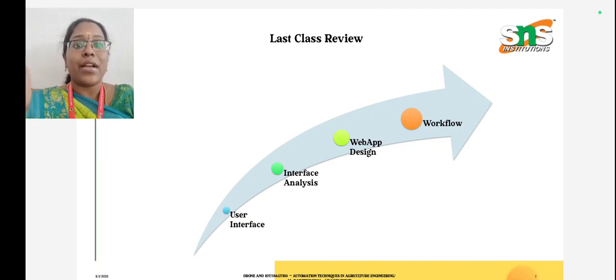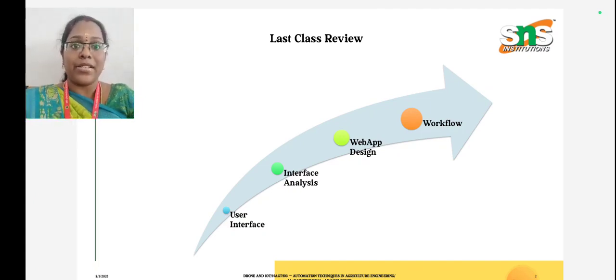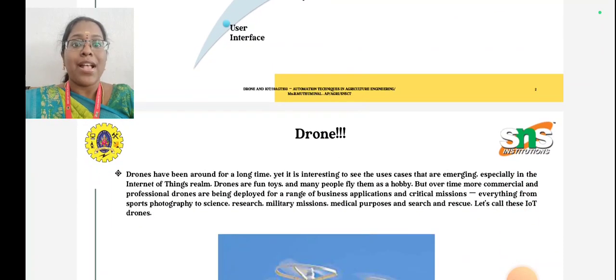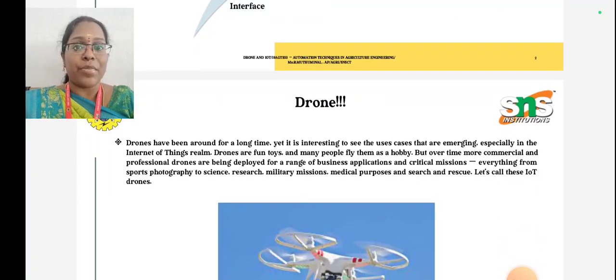As you all know, what is a user interface? That is where we give our comments and do some analysis in order to design and make the workflow easier for the farmers or the end users who are going to use our software. So today we are going to see a newer technology, that is the drone. Everyone is very much impressed by what a drone is, right?